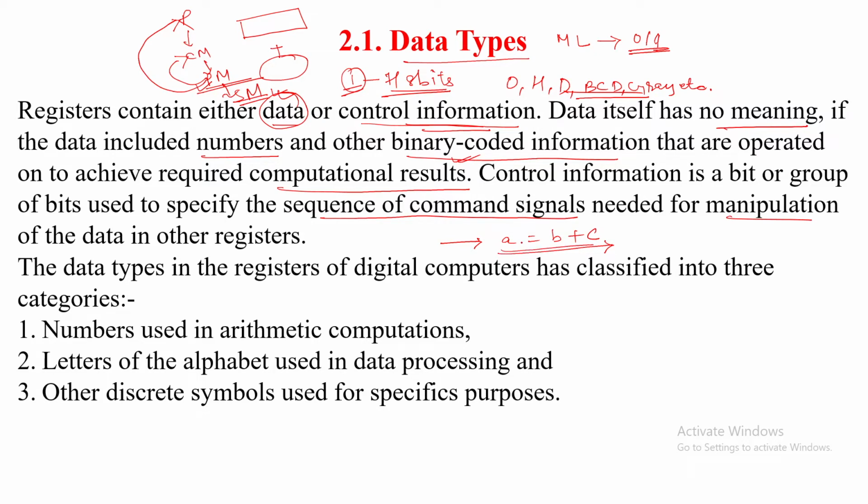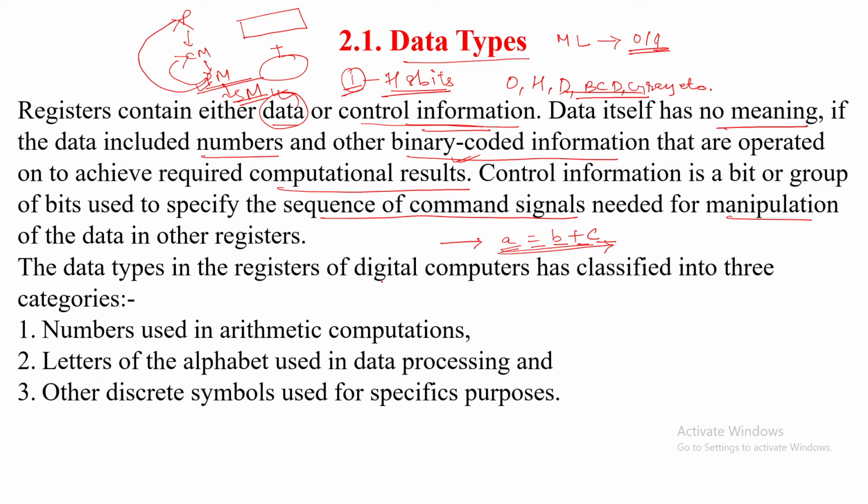So the computer will also take the same order. That means first will come A, then equal to, then B, then plus, then C. It is the sequential command. If it is not in an organized way, then the results will not come accurately. So that is why the command should be sequential.